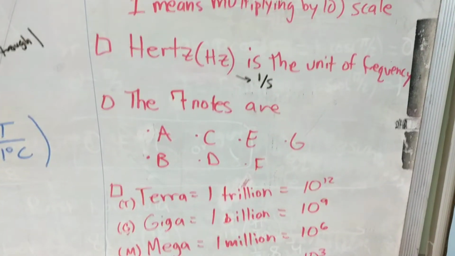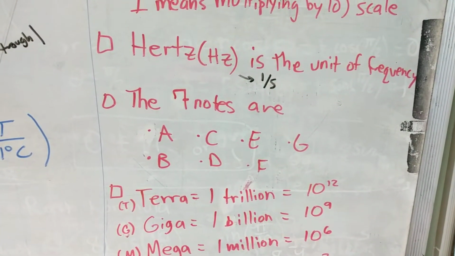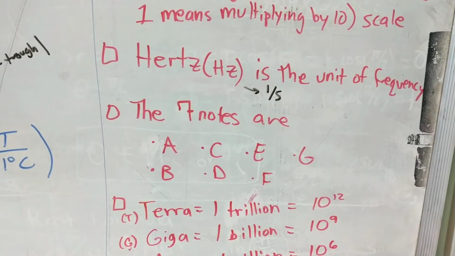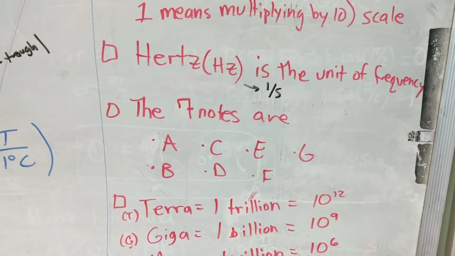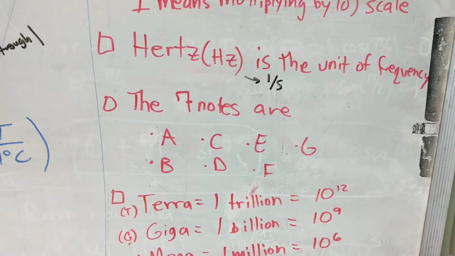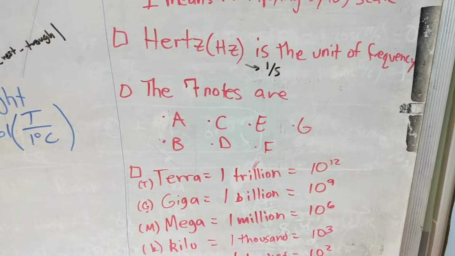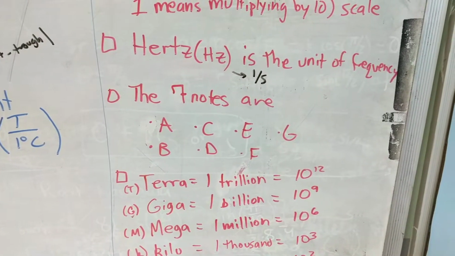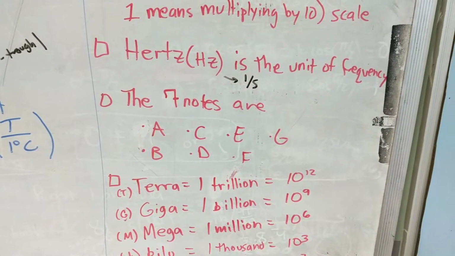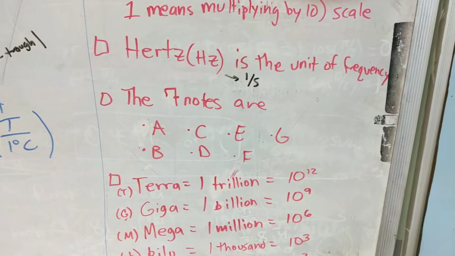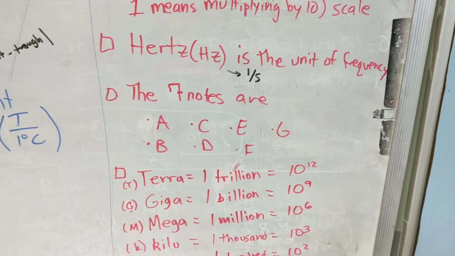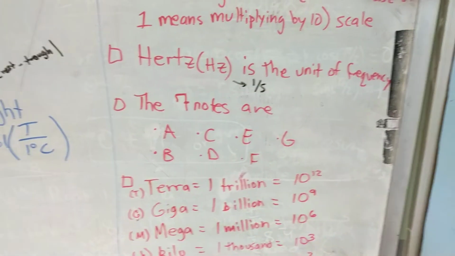The 7 notes in music are A, B, C, D, E, F, and G. After the 7th note, you go back to A for your 8th note. The distance between one note and its 8th interval, or space between, is called an octave. An interval of 5 is a 5th, an interval of 4 is a 4th, and so on.